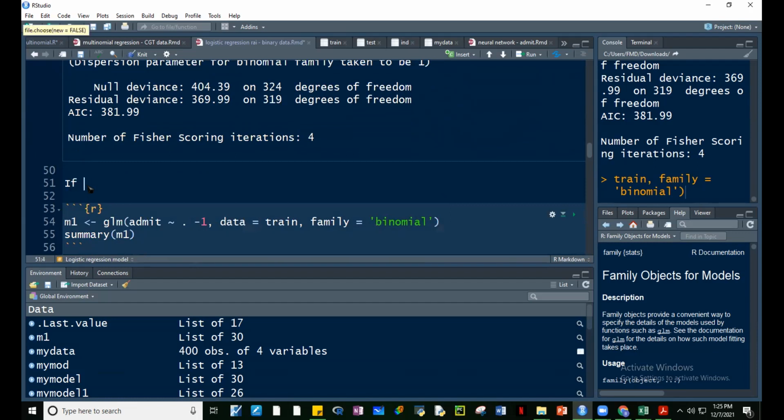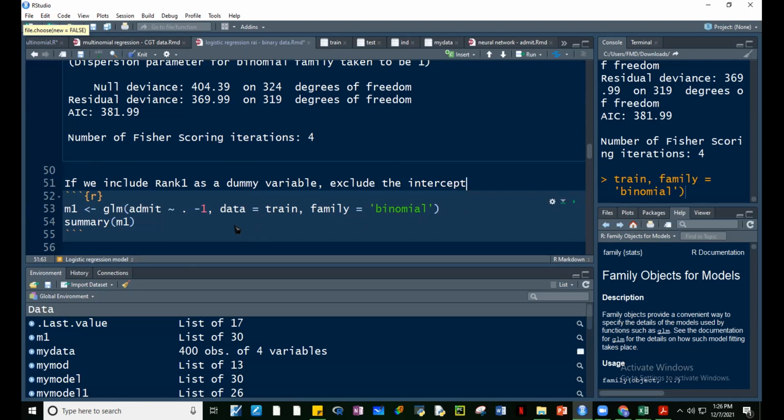If we include rank 1 as a dummy variable, exclude the intercept. Okay? Exclude the intercept, guys. So, tinanggal natin intercept. Tapos, ito na yun, no? -1. That will exclude the intercept. Let me just put there.